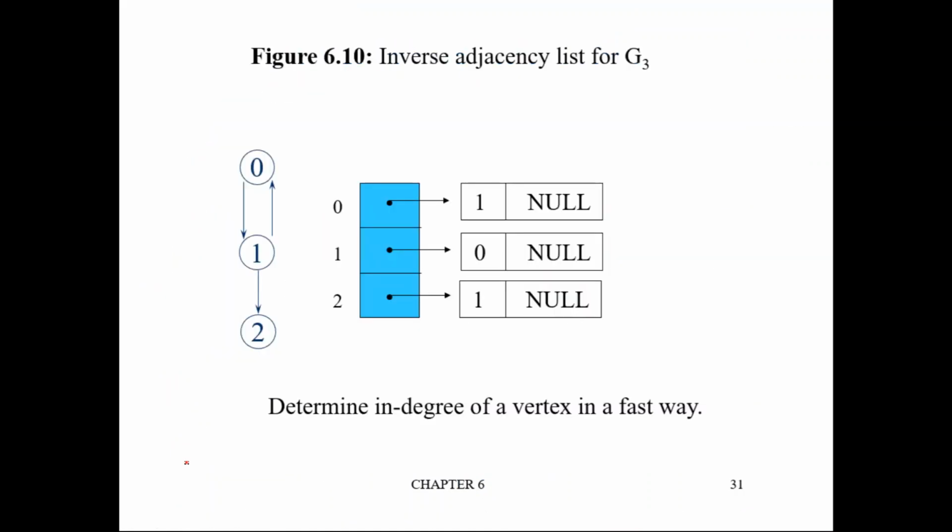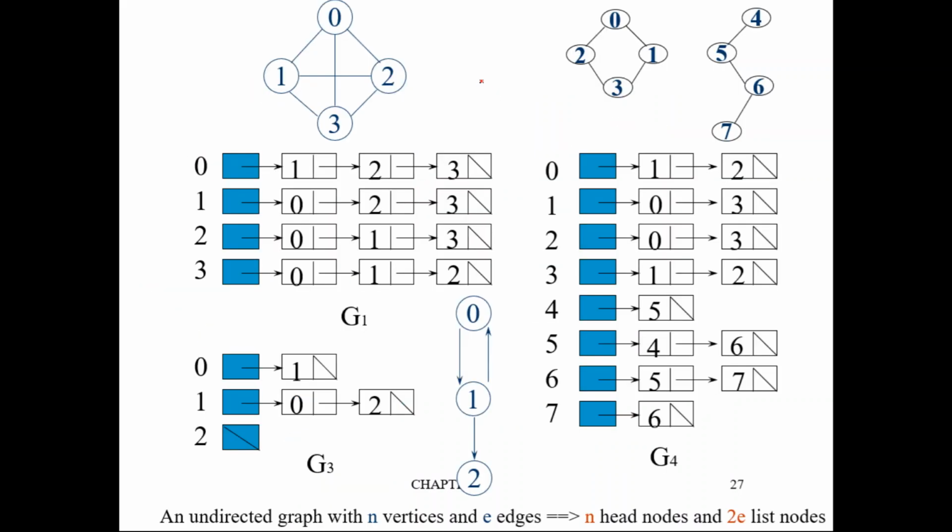So there is another way to do that. It all depends on the application you are using. For example, if in the program you are using, you often want to find the in-degree, then there is another way of representation called the inverse adjacency list. Instead of representing in the normal adjacency list fashion, we can represent in inverse adjacency list fashion. So what is that? It is just the reverse of this.